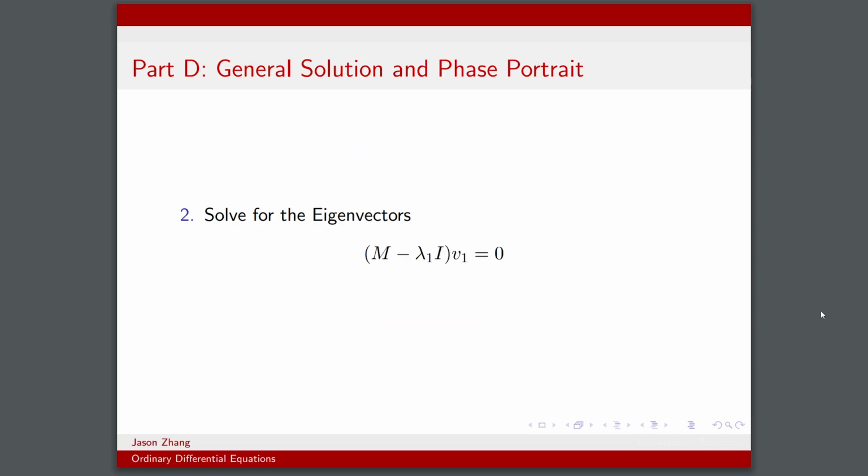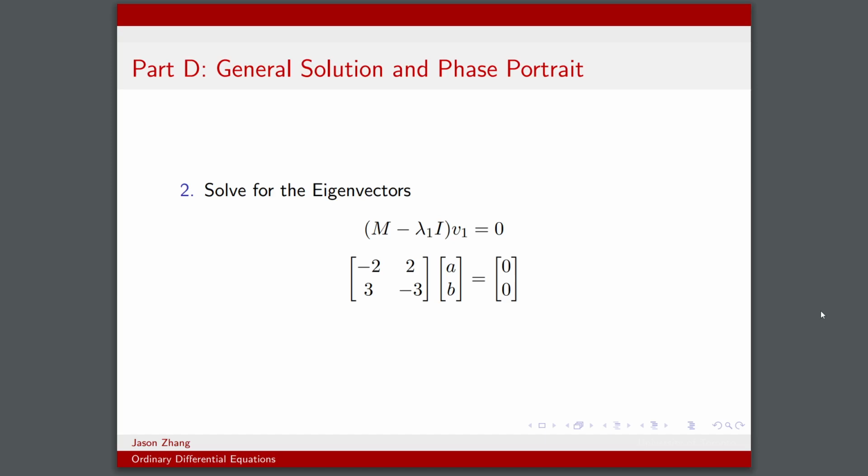And now for each of the eigenvalues, we can find the corresponding eigenvector. We can set this up by taking M minus lambda 1 multiplied by the identity matrix, and we multiply this by V1, which corresponds to the eigenvector for lambda 1, and this should be equal to the 0 vector.